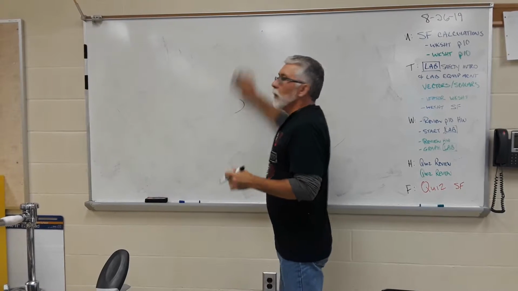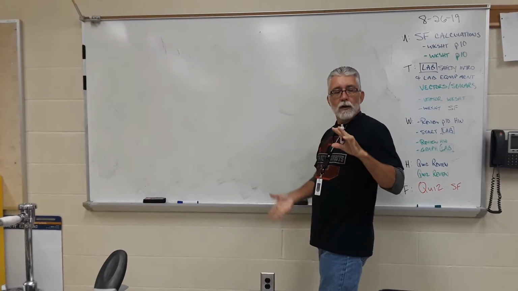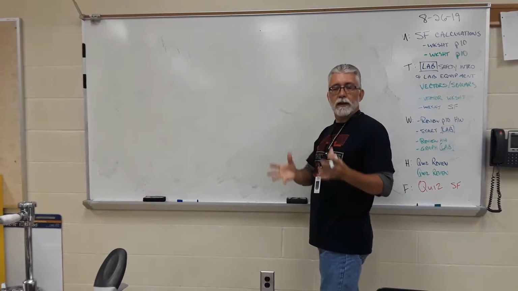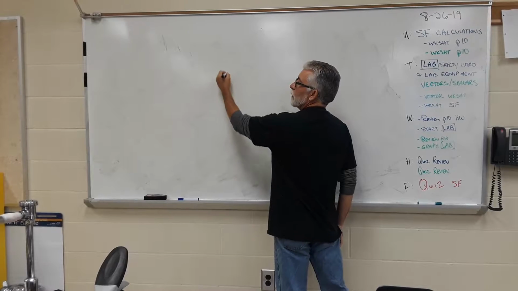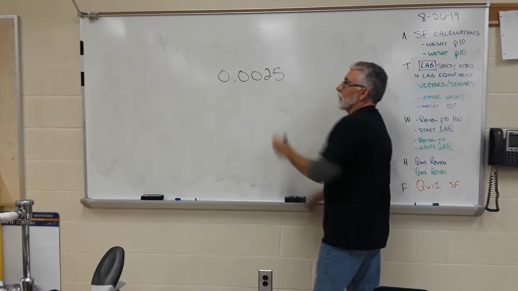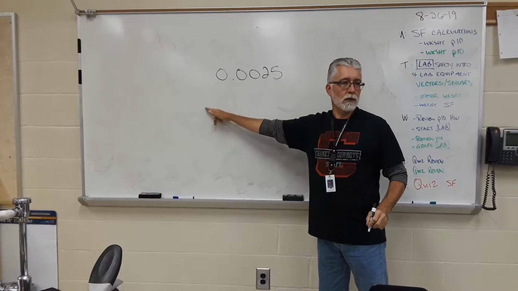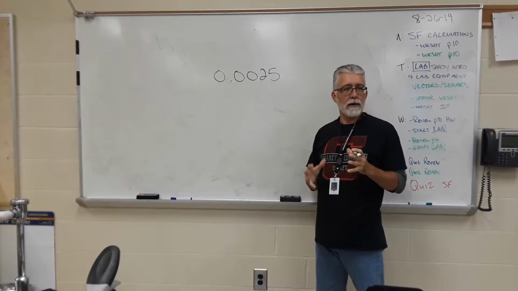Now, the problem is when there's zeros. If there's zeros in the number, we're not sure whether they've been estimated or they're placeholders or they're actually part of the measurement. So we have this rule that we follow. So if it's like this, these zeros are just placeholders, so they don't count.